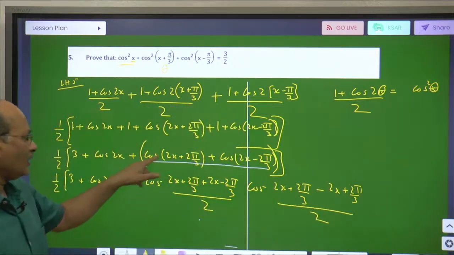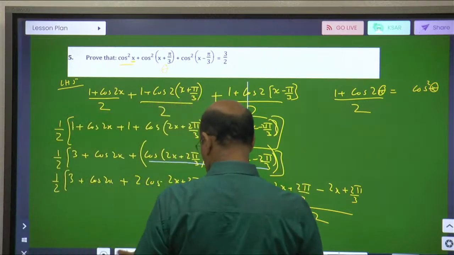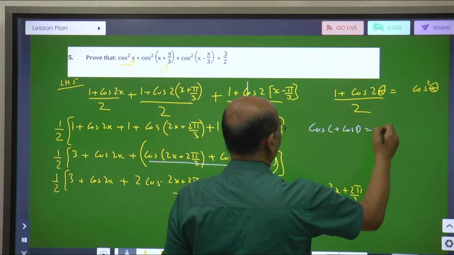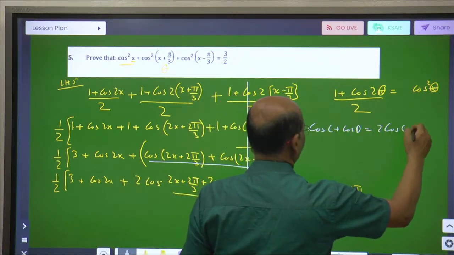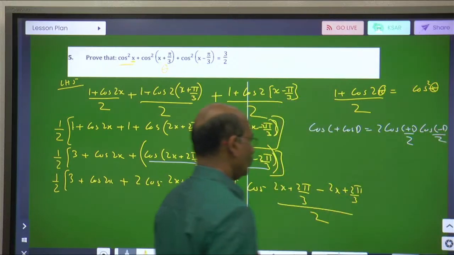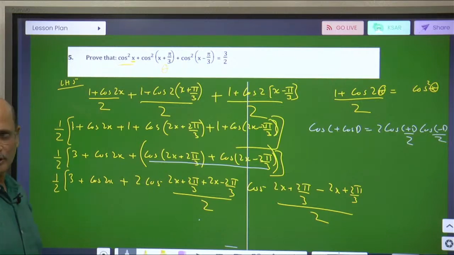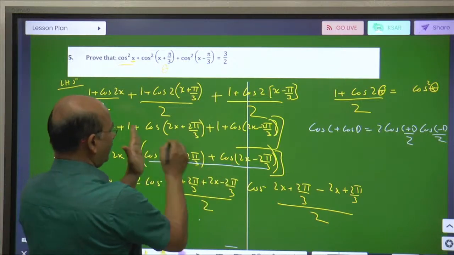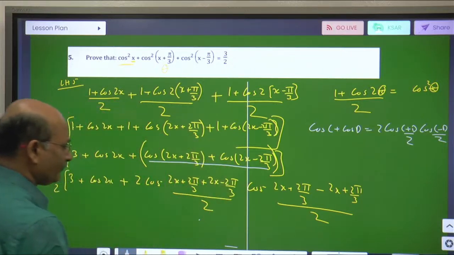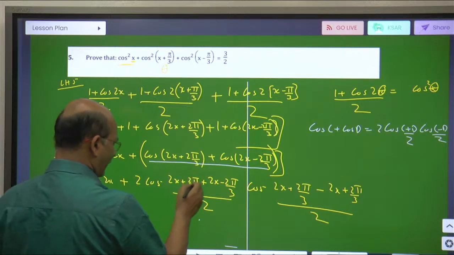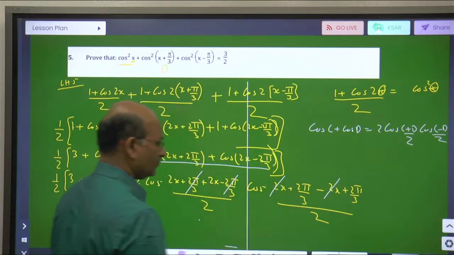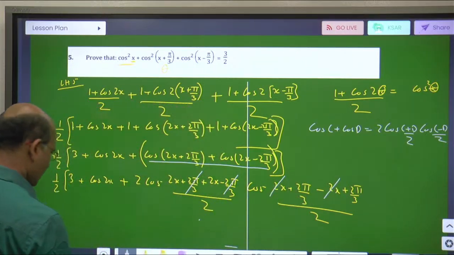So remember the formula there, cos c plus cos d is 2 cos c plus d by 2 cos c minus d by 2. That's the formula I applied here. Because it is very complicated in nature, I paired specifically this, because if you do this, many things will get cancelled. In this case, 2 pi by 3 will get cancelled with this, 2x will get cancelled with this, my job is over. Just see what happens now.